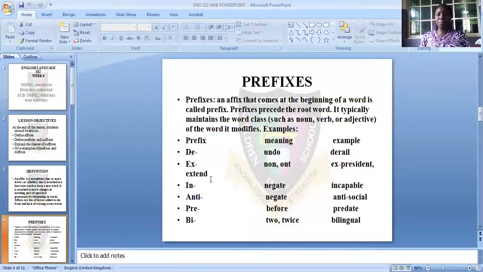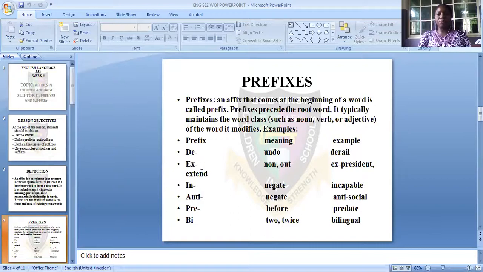Alright, so let's look at examples of prefixes in the English language. We have DE, EX, IN, ANTI, PRE, and so on. Now, when we add these letters to existing words, to root words, we use them to make another word. For example, DE means undo, to undo something. When we add it to the root word rail, we have derail.